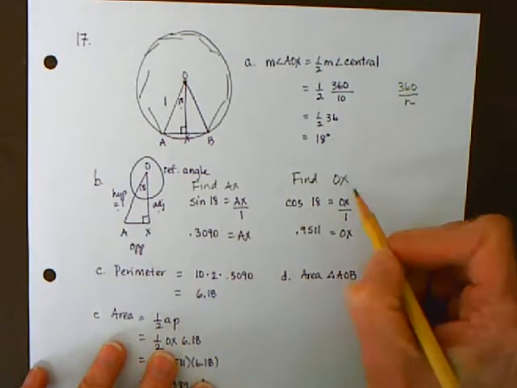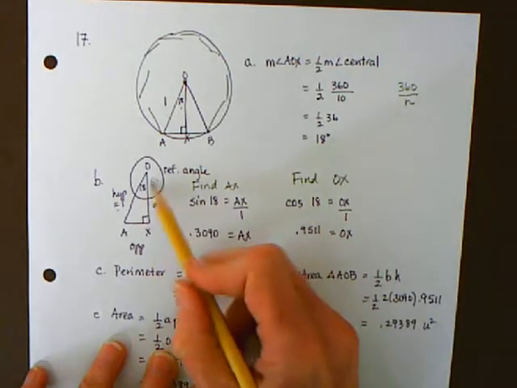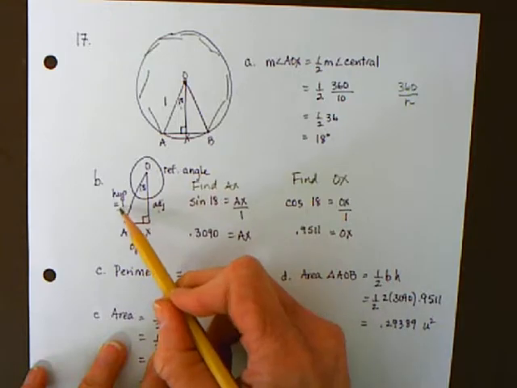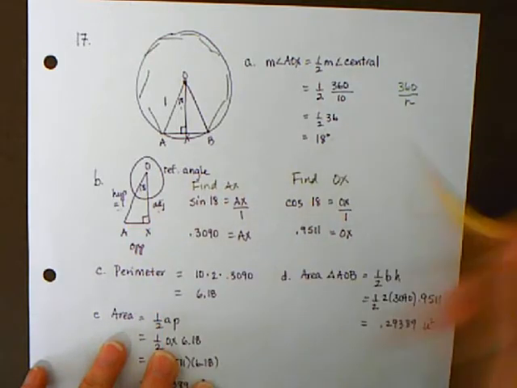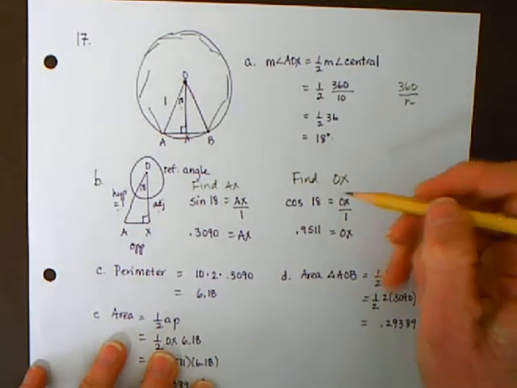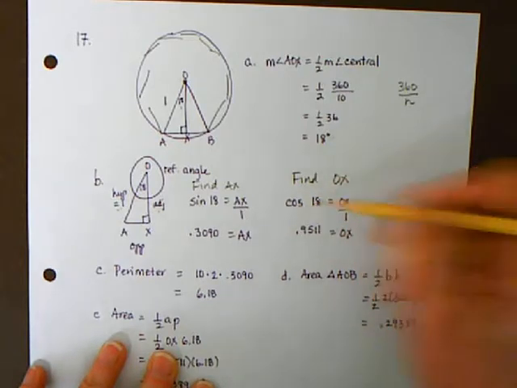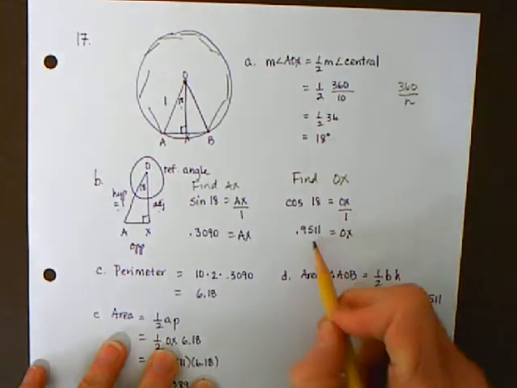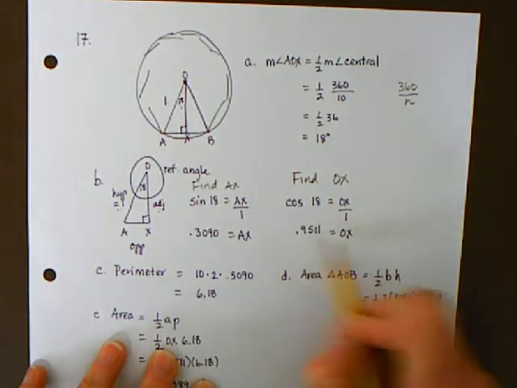To find the length of OX, this is an adjacent side. So I'm trying to find the adjacent side. I know the hypotenuse. So the trig function that works with adjacents and hypotenuses is cosine. So I say that the cosine of 18 is OX over 1. Looking up cosine 18 in my table or on the calculator, 0.9511 is OX.